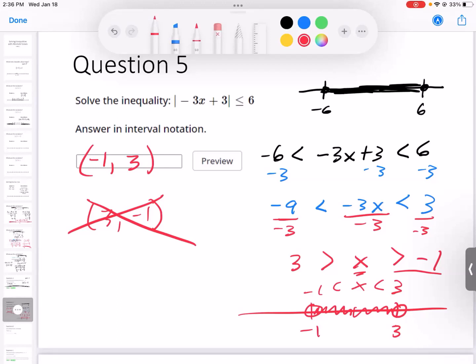So maybe I'll let you try your own version of question 5 before I go on to the other example I was going to go over. So you can try that out for yourself.